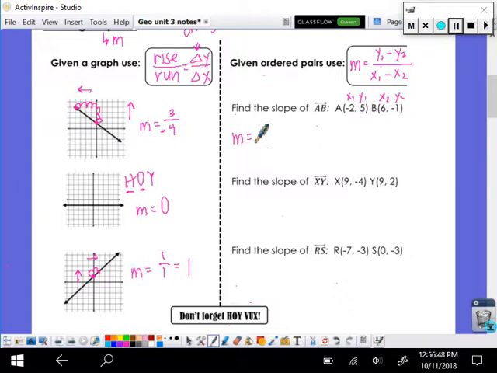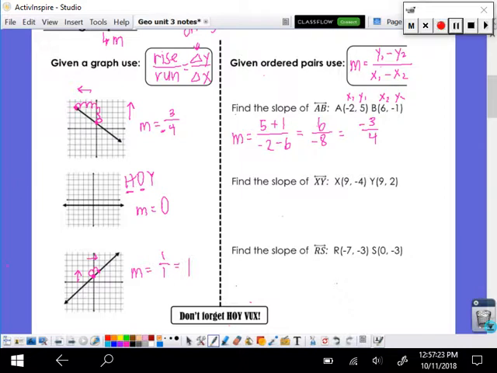M equals y1 is 5 minus y2 is a negative 1, so that turns to a plus 1 over x1, which is negative 2, minus x2, which is 6. 5 plus 1 is 6. Negative 2 minus 6 is negative 8. And this reduces to negative 3 over 4.